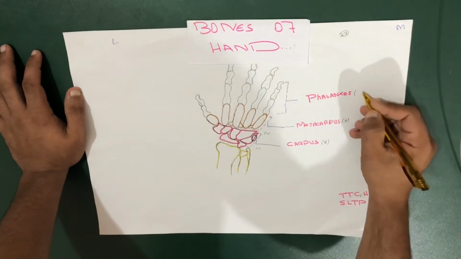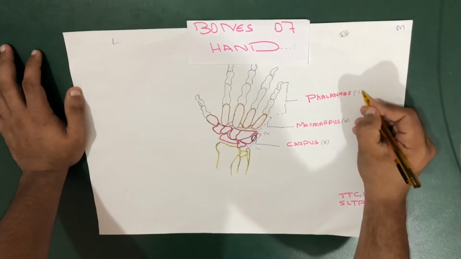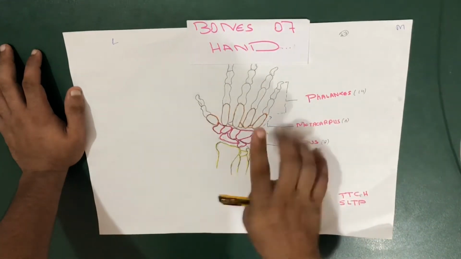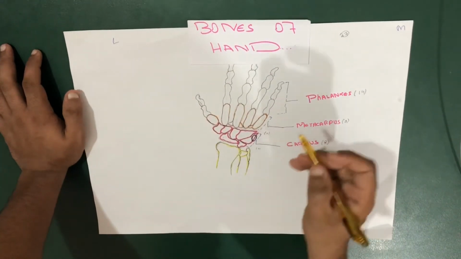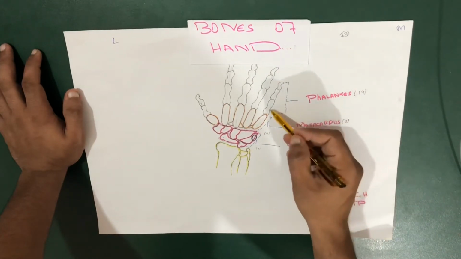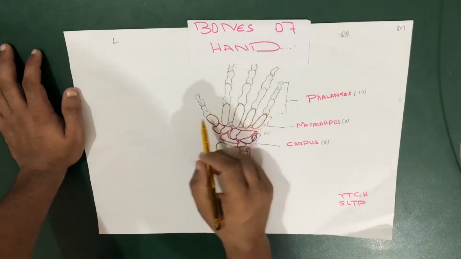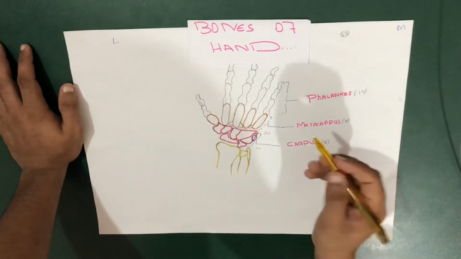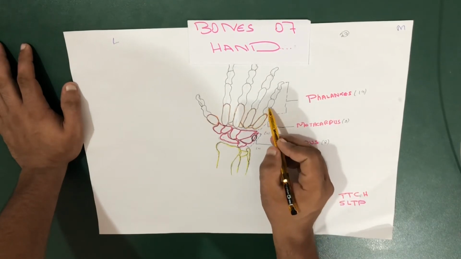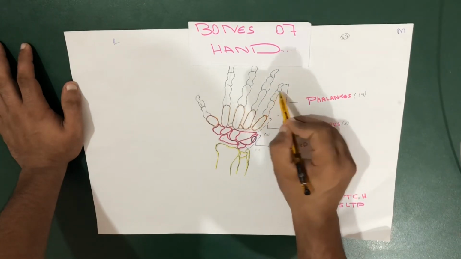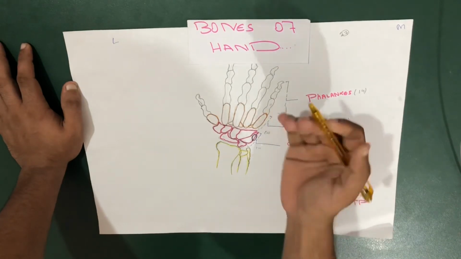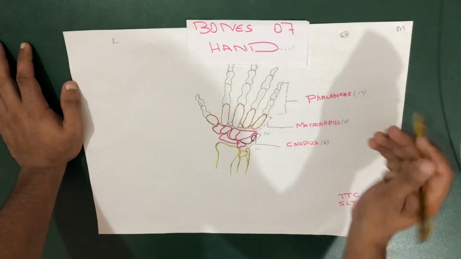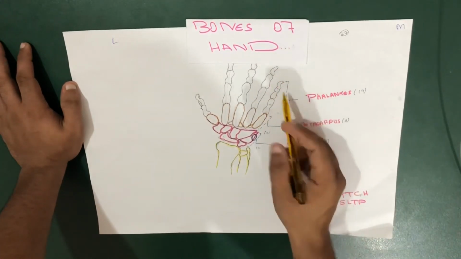Now I'll talk about the phalanxes. We have 14 of them. Why 14? Because in the thumb we have only 2 phalanges, and we have 3 phalanges in each of the other fingers. What do you call these phalanges? You can call them proximal, middle, and distal. The proximal phalange is toward the body, the middle phalanges are between proximal and distal, and the last one is called the distal phalanges. If you count them, these would be 14.